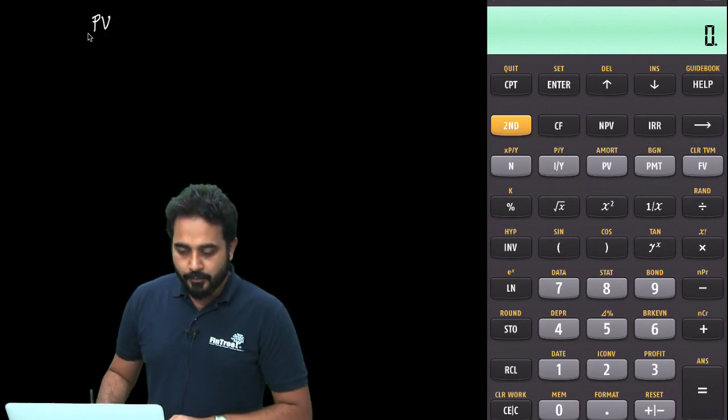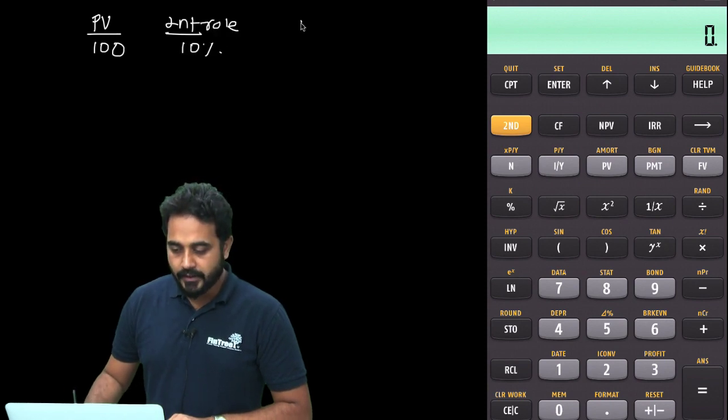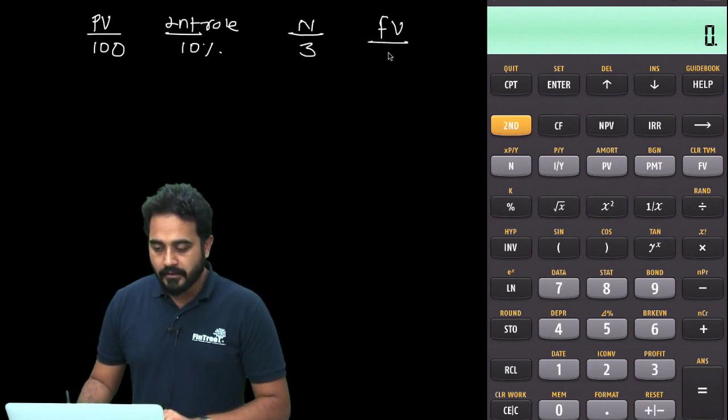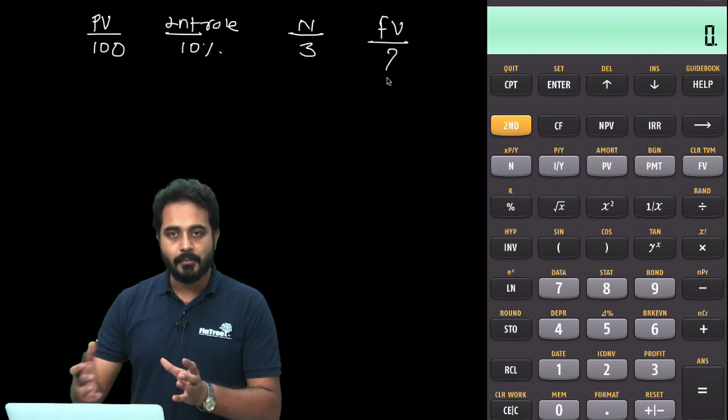Let us say your present value is 100. The interest rate at which you're investing your money is 10%, and you're investing for a period of 3 years. You're interested in knowing what would be the future value of this amount.